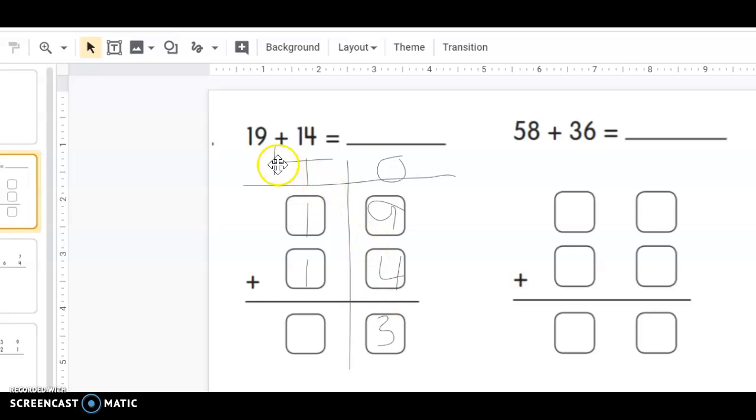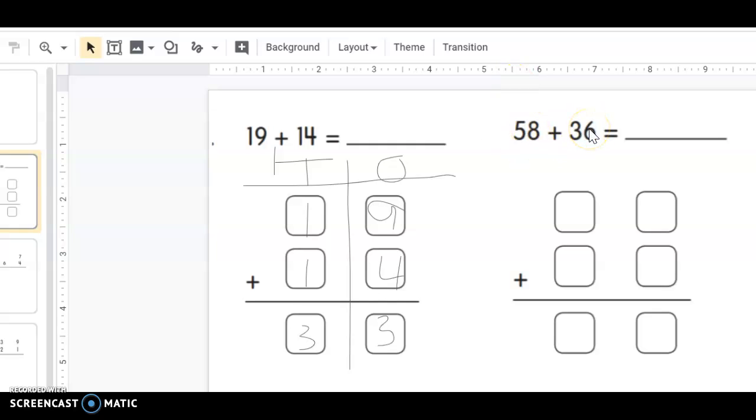Now, all we need to do is add our 1 plus 1 plus 1. Boys and girls, what is 1 plus 1 plus 1? Did you get 3? All right, great job. So 19 plus 14 equals 33. I needed to regroup. Let's take a look at this problem over here.